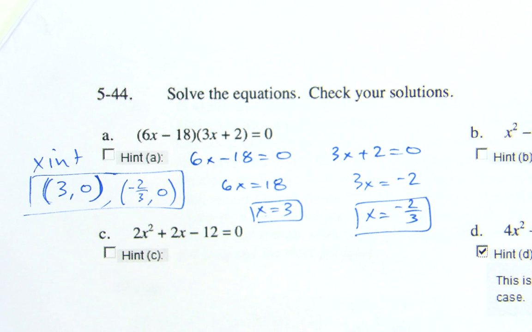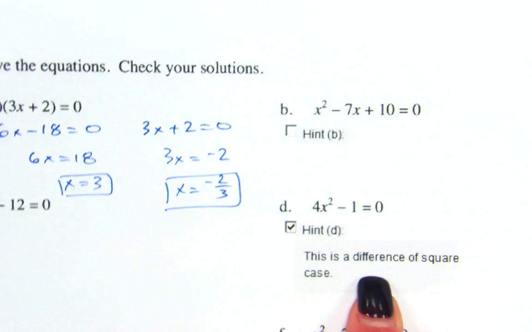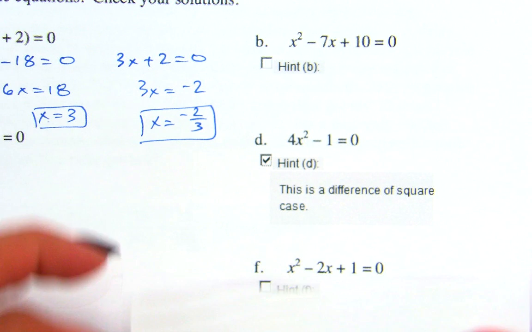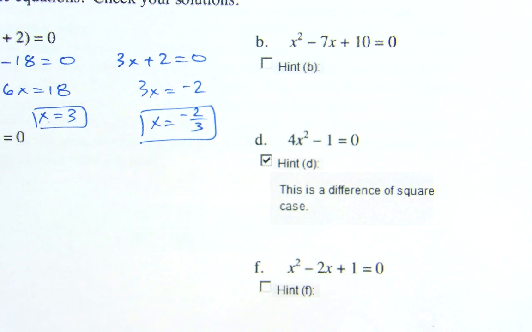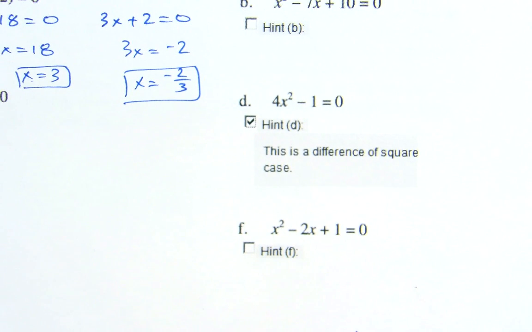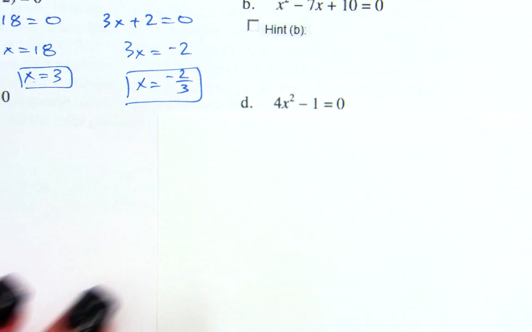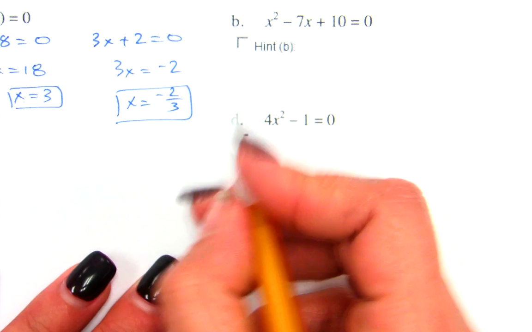The one that I actually did want to go through with you, because the hints on this are pretty okay, is D. There are two different ways to do this, and I wanted to do both ways with you, and you pick whichever way you're comfortable with. It says this is a difference of squares case, but it's not necessary for you to do difference of squares. I'm going to do both. So the first way is actually doing what the hint says to do.